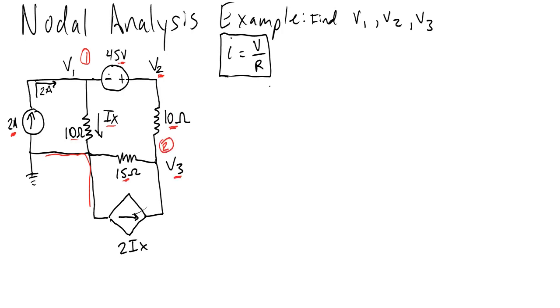And we're choosing our nodes because they have currents going in and out of them. As you can see, V2 is not a node because it's only got one current going through this point in the circuit. And then finally we have this dependent current source that is 2 times this IX that's defined up here. Okay, so let's go ahead and start with our nodal analysis, starting with node 1.